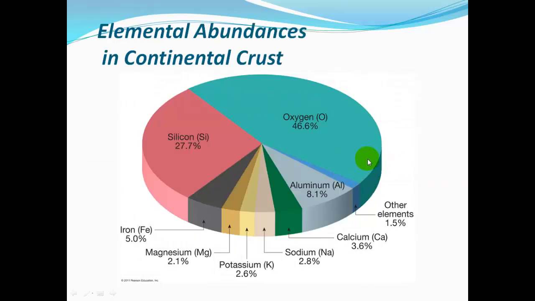Oxygen is 46.6% of the continental crust. Silicon's 27.7%. Aluminum is 8.1%. Then we have potassium at 2.6%, and sodium at 2.8%, calcium at 3.6%, magnesium at 2.1%, iron at 5%. All the rest of the elements are just in 1.5% of the continental crust. So in most of the minerals you'll expect to find oxygen and silicon, and a smattering of some of these maybe.